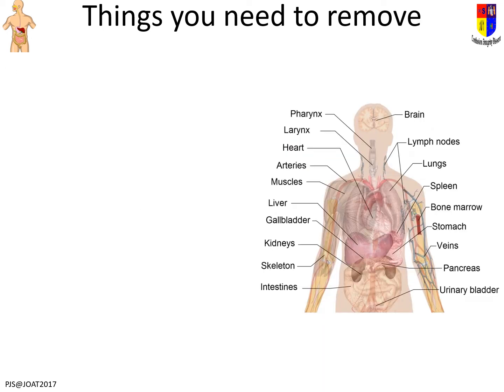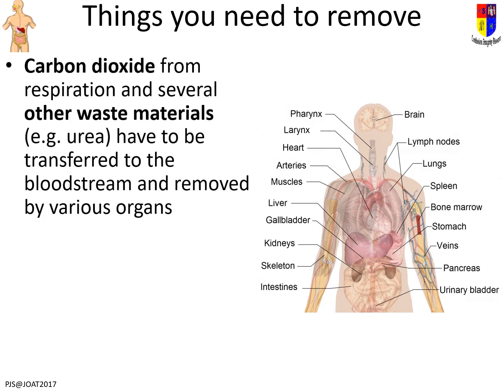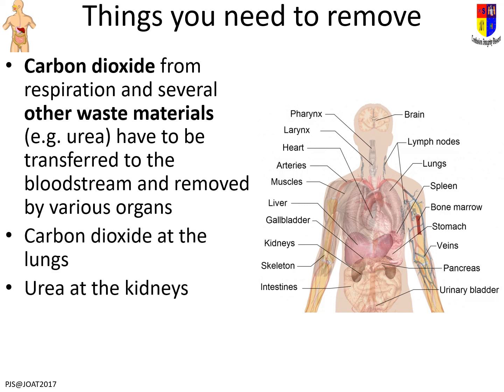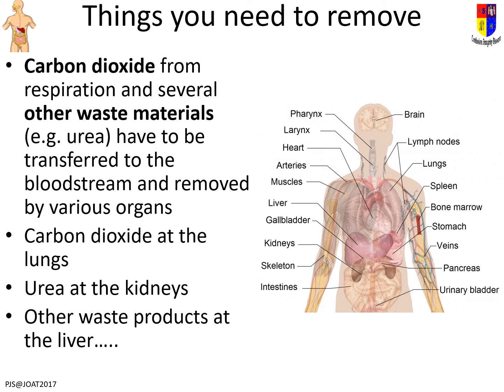On top of the things that we need to get in, there are some things you need to get rid of, and they're kind of obvious. We need to get rid of carbon dioxide from respiration. And then there's a whole pile of other waste materials, and we just basically say other, because there are loads of them. The most common example would be urea. We filter that out in our kidneys and get rid of it in our urine. But there's also a whole pile of other waste products that we get rid of at the liver, lots of them, but not that you need to know. Okay, that's the intro.